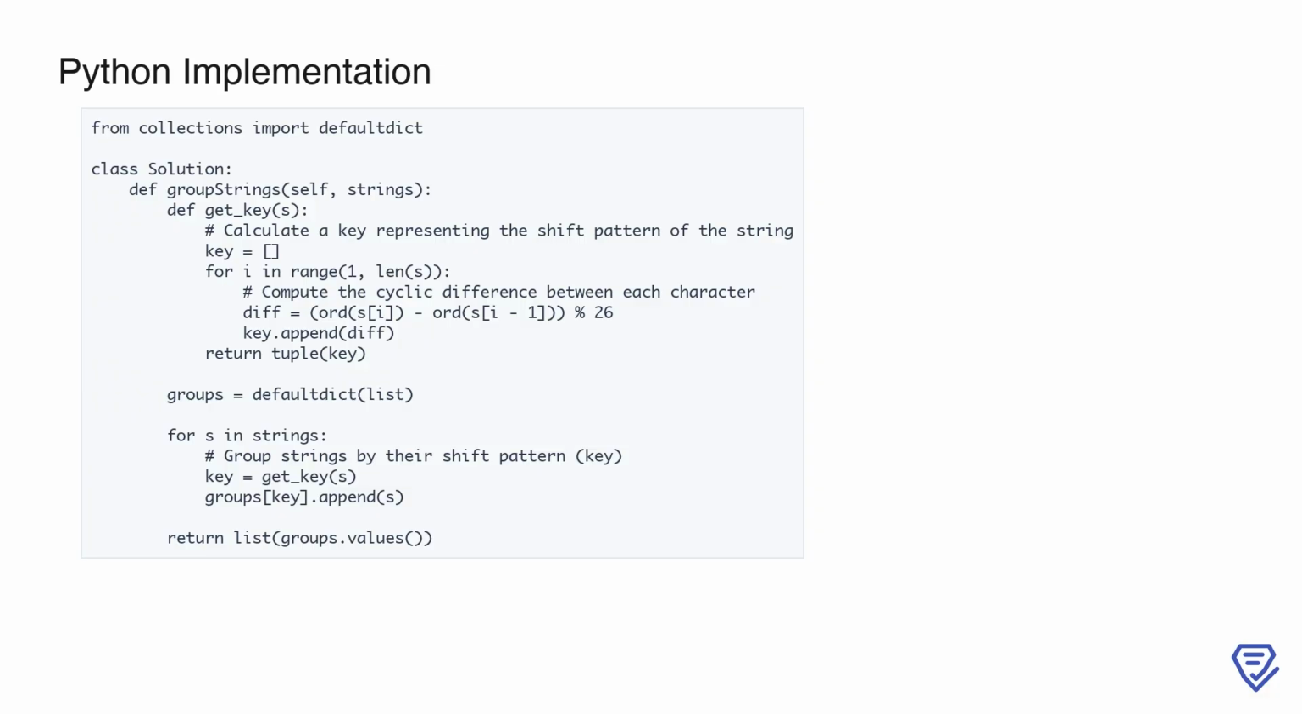A defaultdict is used to store lists of strings that share the same shift pattern. For each string in the input list, we calculate its key using the get_key function and append the string to the corresponding group in the defaultdict. Finally, we return the grouped strings as a list of lists, extracted from the values of the defaultdict. This approach ensures that strings with the same shift pattern are grouped together efficiently. The time complexity is O(n*m), where n is the number of strings and m is the average length of the strings, because we compute the key in O(m) time for each string. The space complexity is O(n*m), to store the groups and the keys.